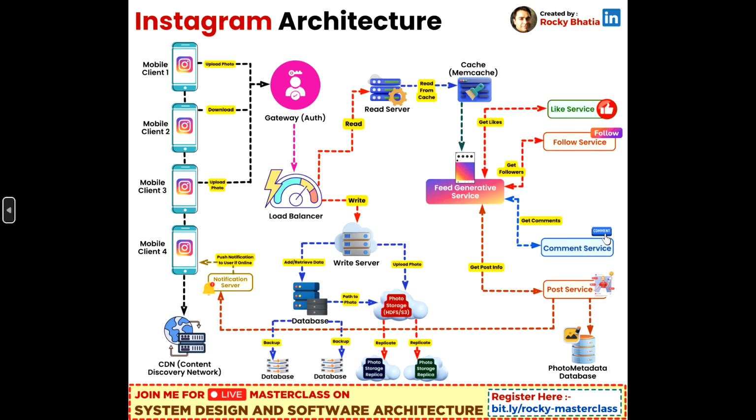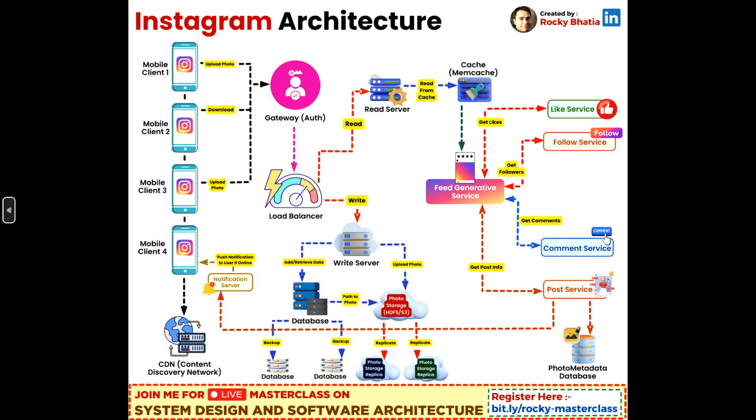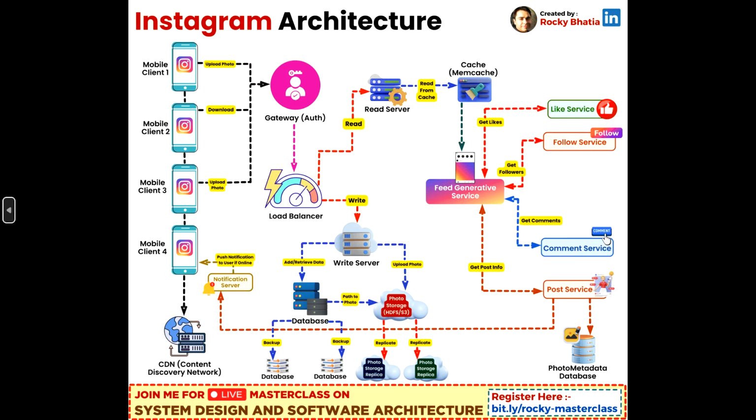Once you write and upload the photos, they will be replicated. So the photo storage replications will be there, storing replicas of these photos. After that we have add or retrieve data, and for this we have a database connected. If you are adding or modifying some information, it is added to this database. And we have a backup: the backup database takes a backup of this add or retrieve data.